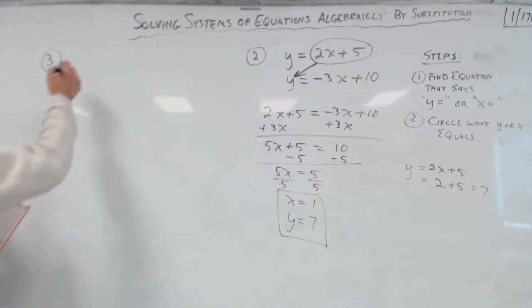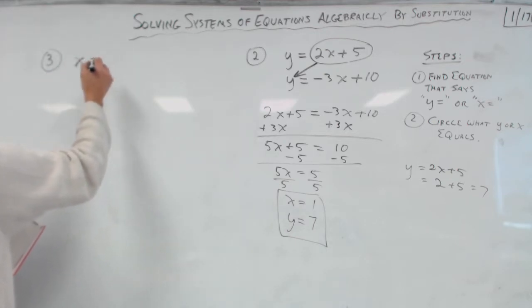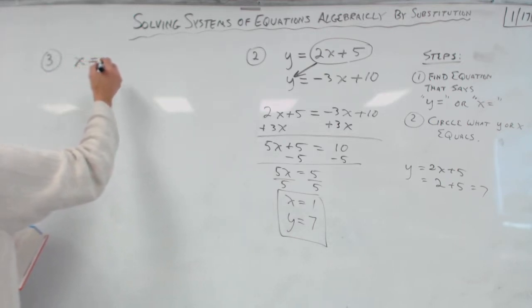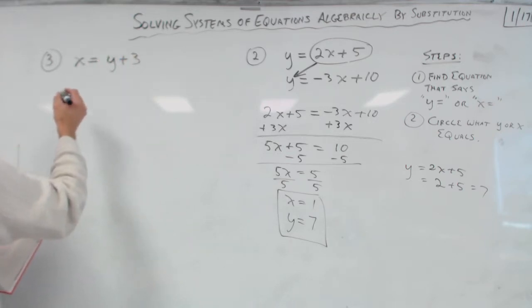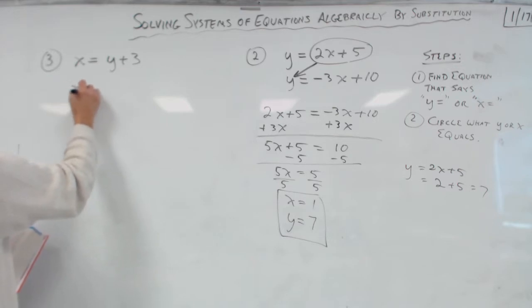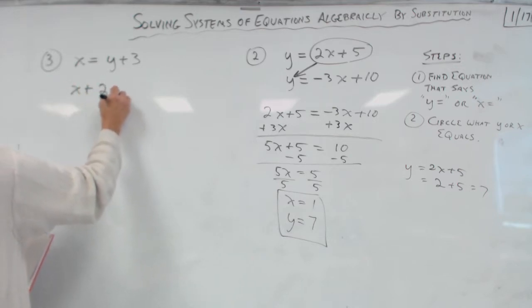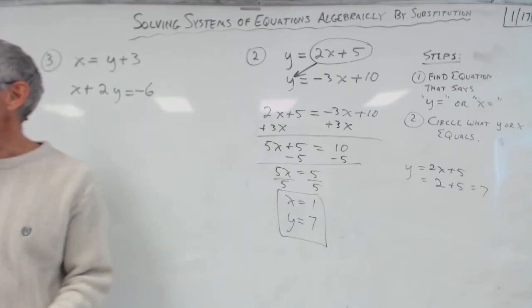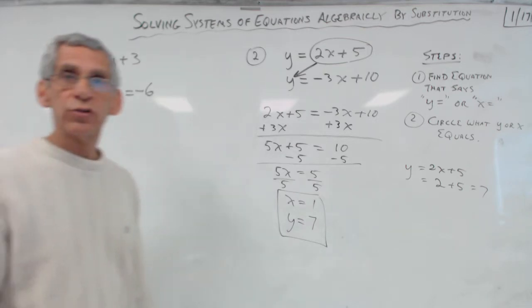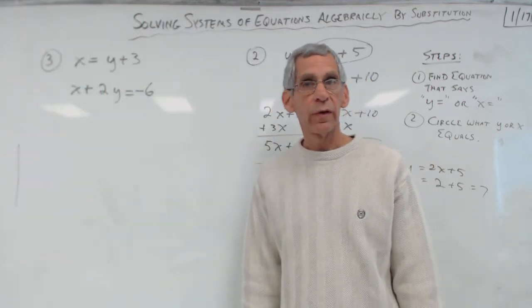Okay, what if I gave you this? x is equal to y plus 3 and x plus 2y is equal to negative 6. All right, what do I do?